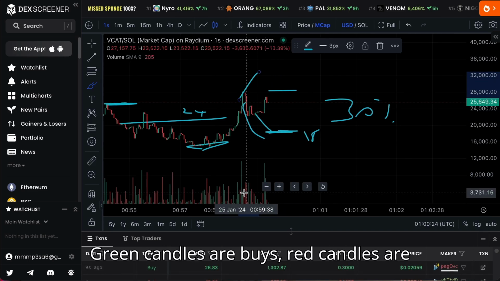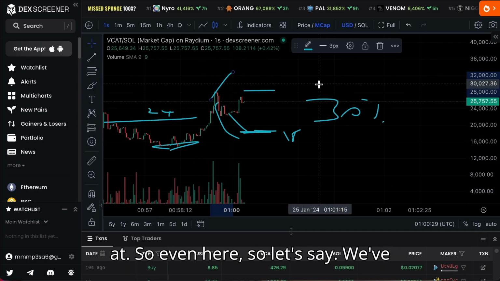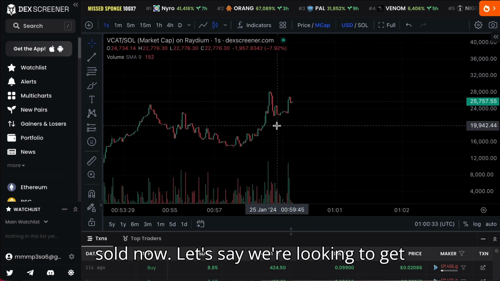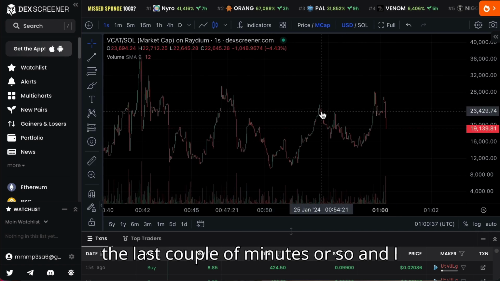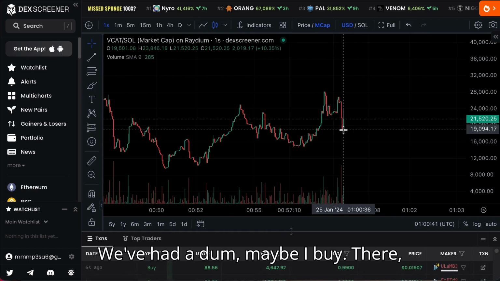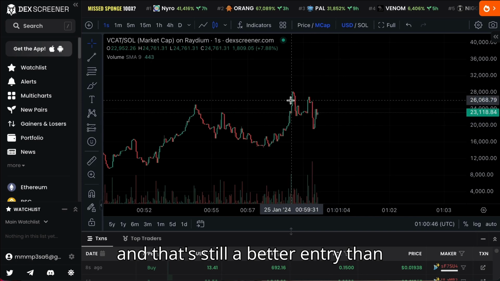Green candles are buys, red candles are sells, and that gives us a better idea. But mainly it's the chart you're looking at. So even here, let's say we've sold now. Let's say we're looking to get back in. Right now, I'm just looking left at the last couple of minutes or so, and I can see we're already at the highs. We're going to get a bit of a pullback or a dump. We've had a dump. Maybe I buy there. And that's still a better entry than 28,000.